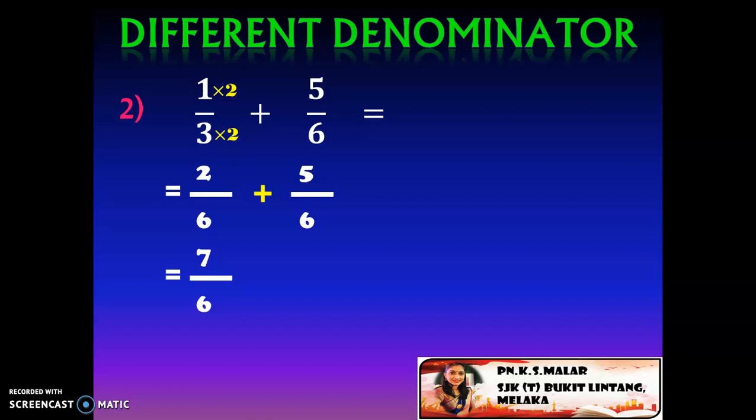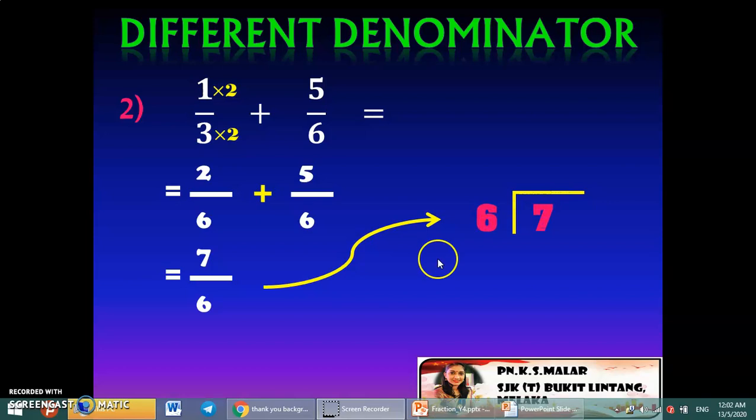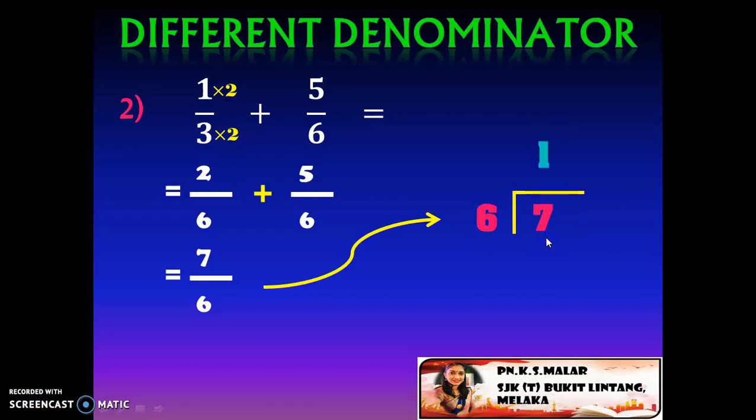Students, we cannot leave the improper fraction as the final answer. So we must convert that to a mixed fraction. For the conversion, we must do division. In the 6 times table, 1 times 6, you will get less than 7. Yes, it is 1. 1 times 6 is 6. So now we must do 7 minus 6. We get 1. Now students, how are we going to write this as a mixed fraction?